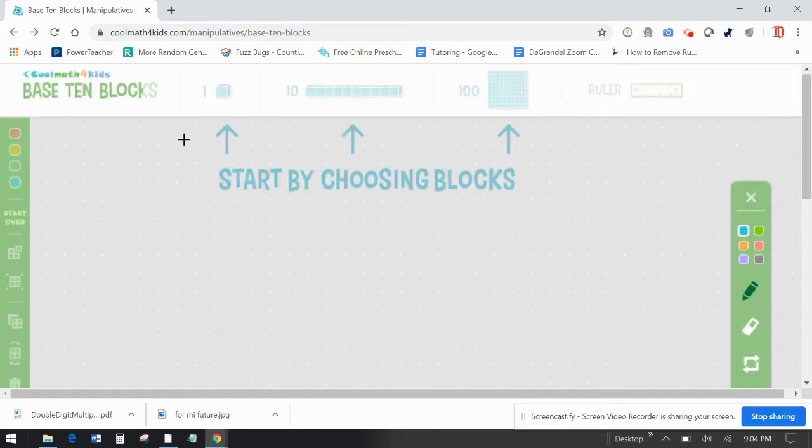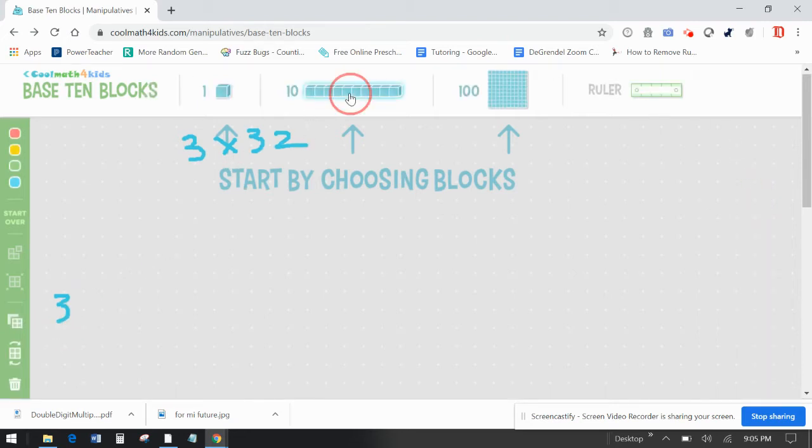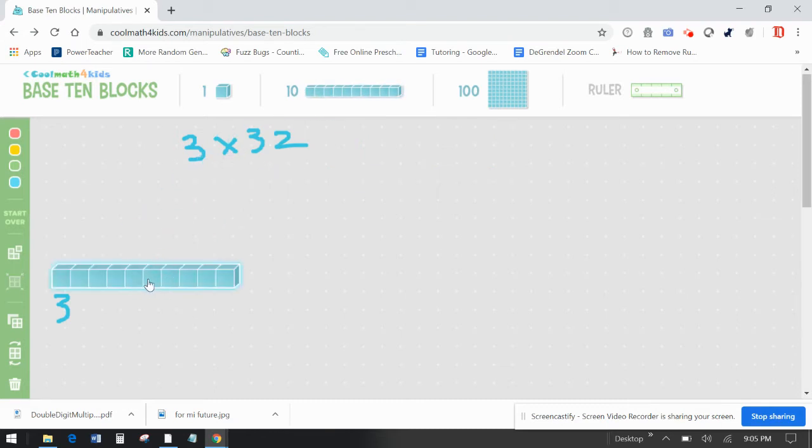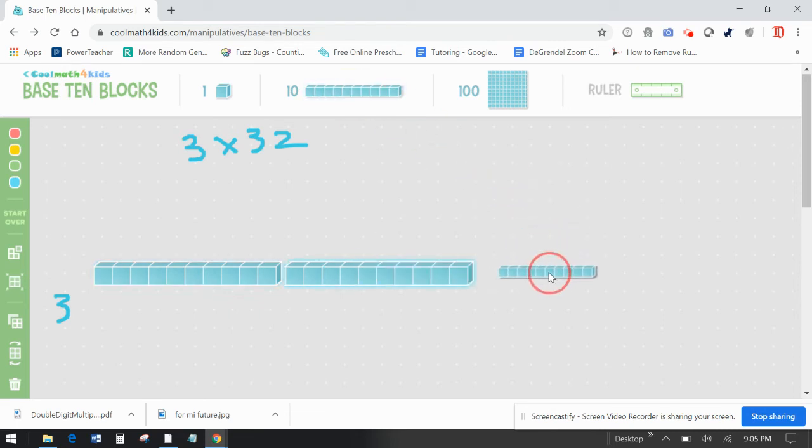It was 3 times 32. And I know I'm going to need 3 rows, and I need 3 rows of 32. So I'm going to start by making 1 row of 32. So 10, 20, 32.